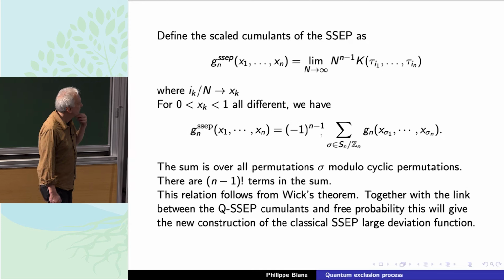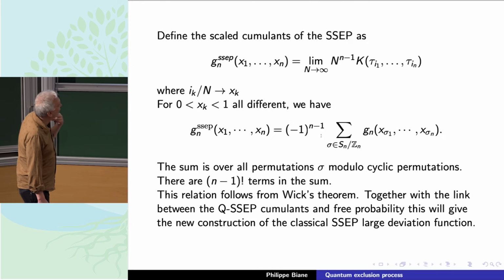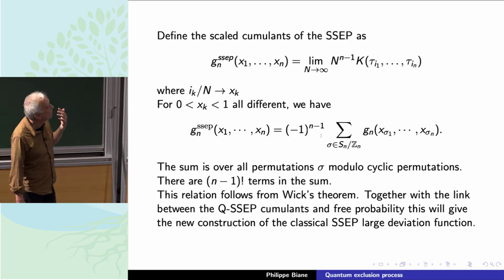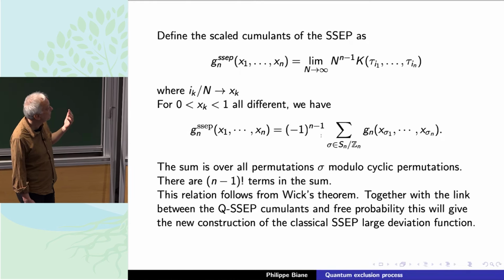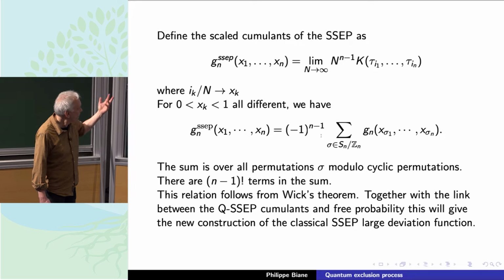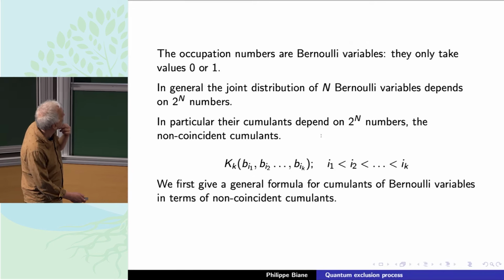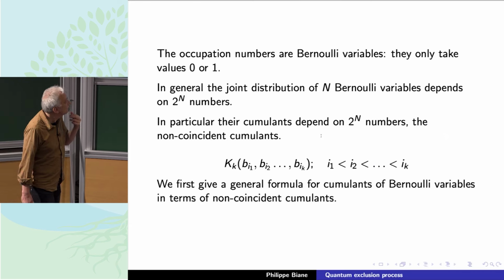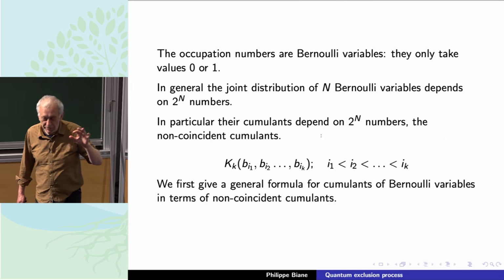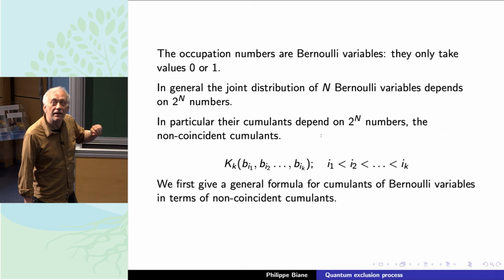Okay, so now this relation follows from Wick's theorem essentially, and now we have a link between the QSSEP cumulants and free probability, and in this way we can give a new construction of the classical SEP large deviation function. Now let me make a small digression.